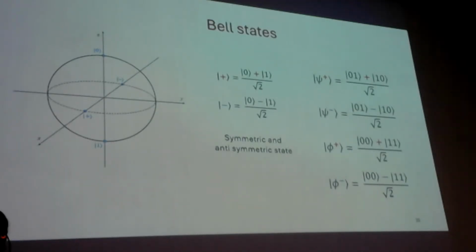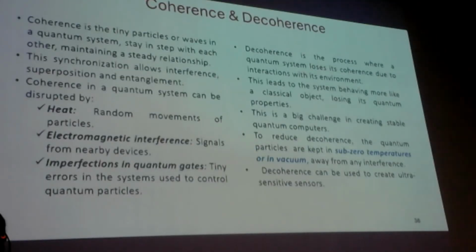Now, how it's represented here, you can see that Bloch sphere, okay? And you can see that plus and minus are simply symmetric and asymmetric. So you have only that 0 and 1, 1 bit and 2 bits. With the 2 bits, you have the 4 combinations, right? And phi plus and minus, again psi plus and minus. So this is how the Bell states are.